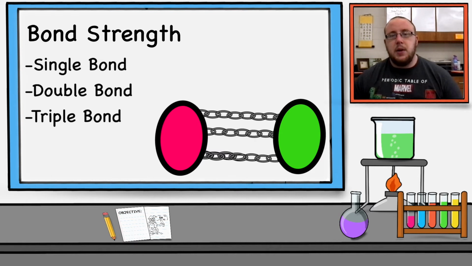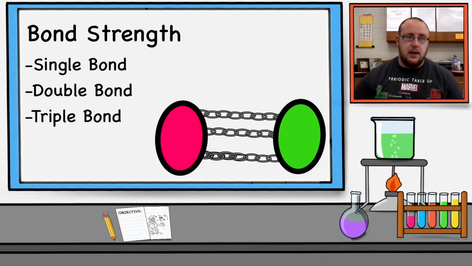Now, remember the octet rule. Atoms tend to be most stable when they have 0, 4, or 8 valence electrons. This tells us how likely an atom is going to form multiple bonds. We're going to keep that in our back pocket for a bit.